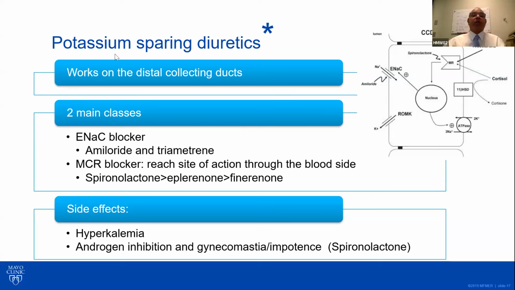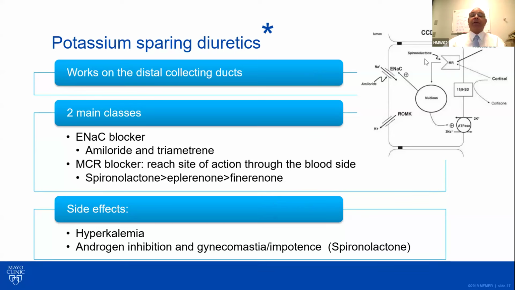So you can divide potassium-sparing diuretics into two: one, ENaC blockers, like amiloride and triamterene, and two, mineralocorticoid receptor blockers. We have spironolactone, eplerenone, and finerenone. Spironolactone, believe it or not, although it's cheap, is the most potent, more effective than eplerenone. And finerenone is approved for patients with CKD. I never used it in somebody with liver disease. So either we use spironolactone or eplerenone.